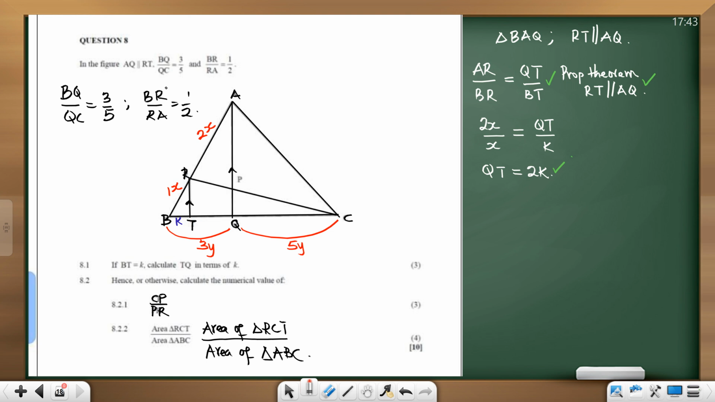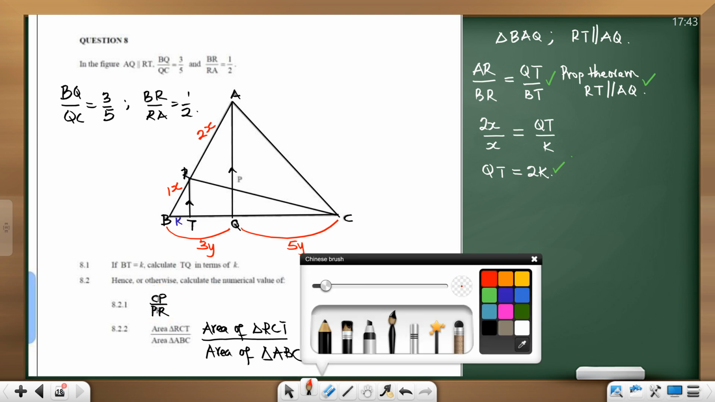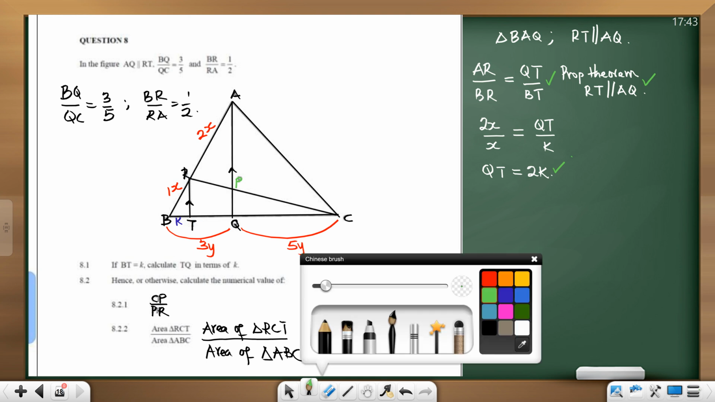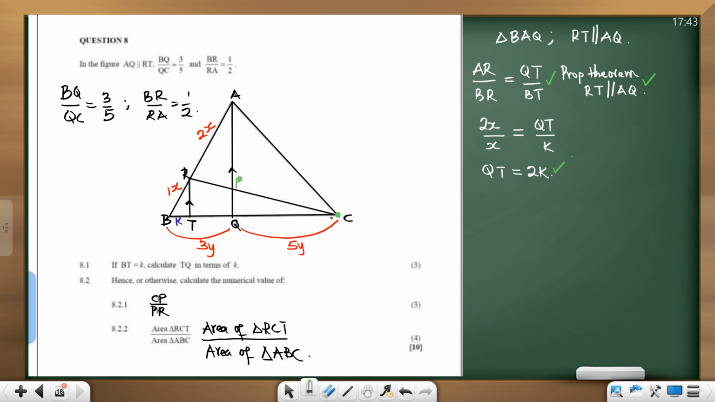Okay, guys, let's look at this one. What are we looking for? CP over PR. First, let's trace it. Where's CP? Oh, I missed the P there. There's a P here, right? So what are we looking for now? CP over what? Again, look for triangles. Oh, this is very beautiful. I love it. I was looking for something like this.